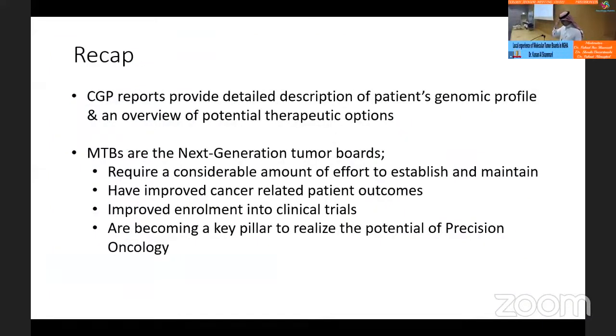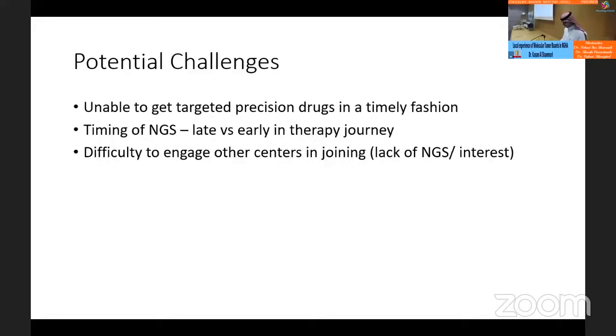So to recap, comprehensive genomic profiling reports give us a detailed description of patients' genomic profile and an overview of therapeutic options. Molecular tumor boards are the next generation tumor boards. They do require a considerable amount of effort to establish and maintain. I think I have shown you that they have improved cancer-related patient outcomes. They would improve enrollment into genomic-based clinical trials or biomarker-based clinical trials. They are becoming a key pillar in realizing the potential of precision oncology.